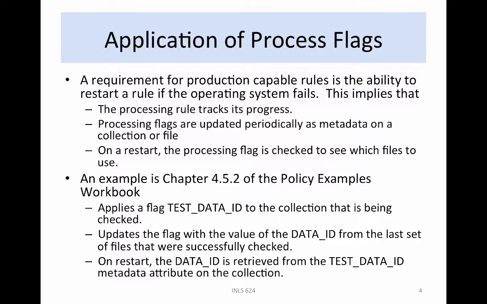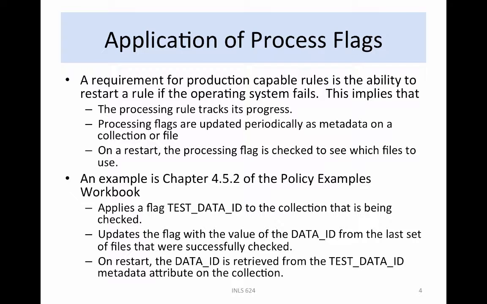The rule creates a flag called Test Data ID and adds the flag as metadata on the collection that is being checked. The list of files to be processed is sorted by their data ID values. The Test Data ID flag is updated with the value of the data ID from the last set of files that were successfully checked. On a restart, the last successfully updated data ID is retrieved from the Test Data ID metadata attribute on the collection.